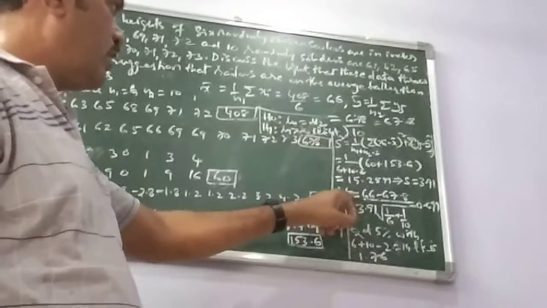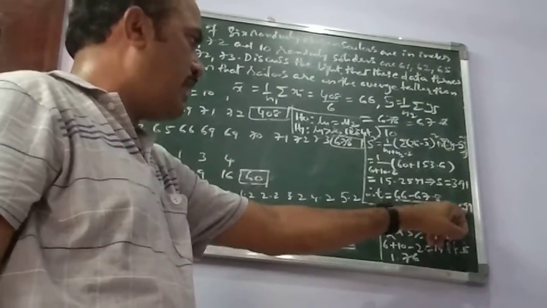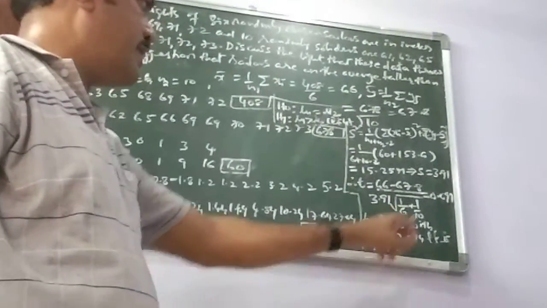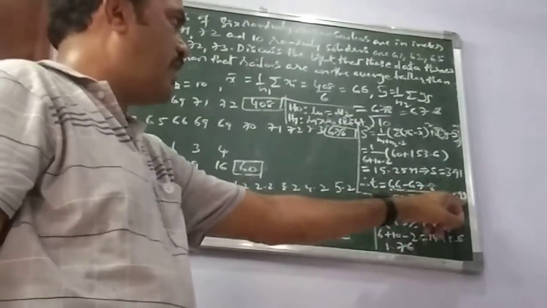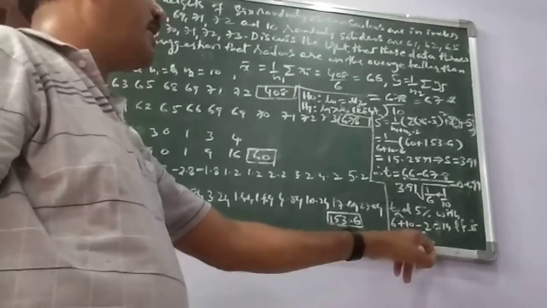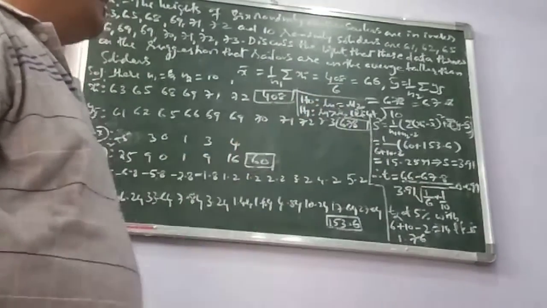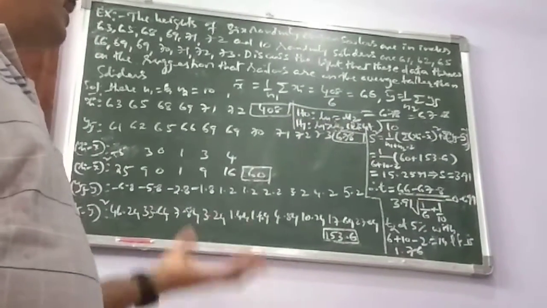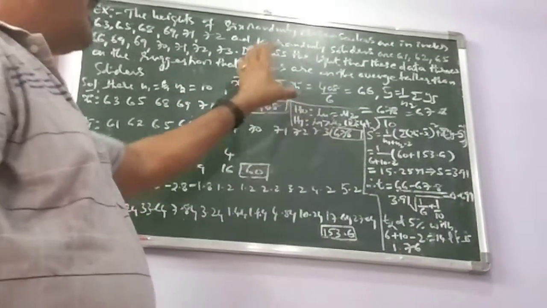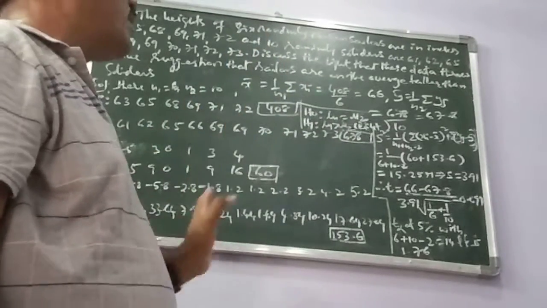But we know the table value is 0.099 and the calculated value is 1.76, so the calculated value is less than the table value. So 0.099 less than 1.76. The null hypothesis is accepted. Null hypothesis accepted means H naught: mu1 equal to mu2. That means there is no significant difference between the average heights of Eilers and Soldiers.